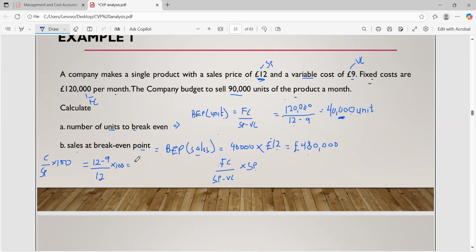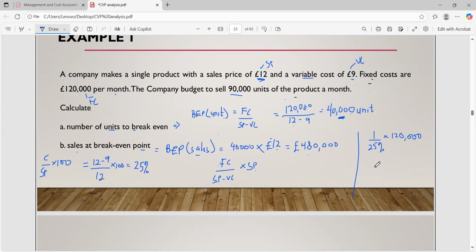What do you have? 25%. Okay. Now, if it is 25%, using the contribution ratio, it says that 1 over the contribution ratio multiplied by the fixed cost. What is the fixed cost? 120,000. So what is 120 divided by 25%?